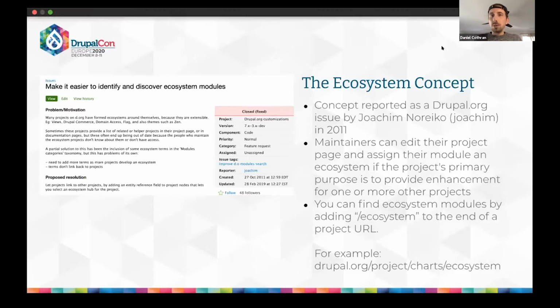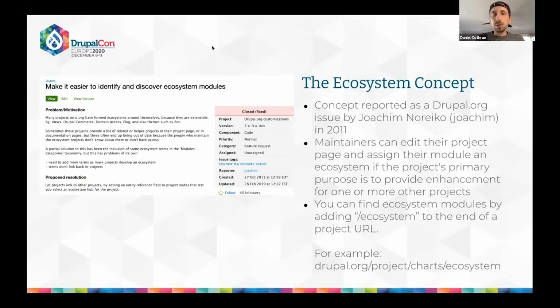So the ecosystem concept came about in 2011 as an issue on Drupal.org. Basically the idea is that maintainers can edit their project pages and assign their module an ecosystem when their module is primarily intended to enhance another module on Drupal.org. And you can find which modules are part of an ecosystem by adding /ecosystem at the end of a Drupal.org project URL. So for example, drupal.org/project/charts/ecosystem.